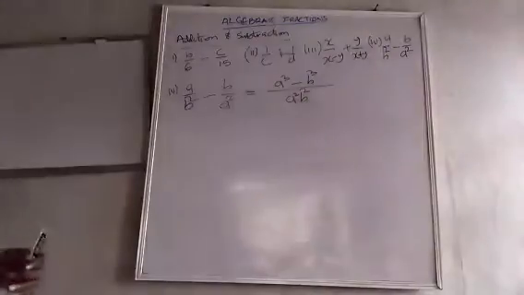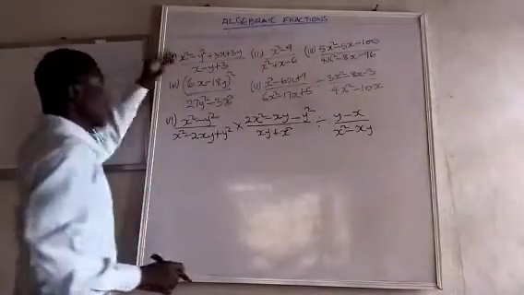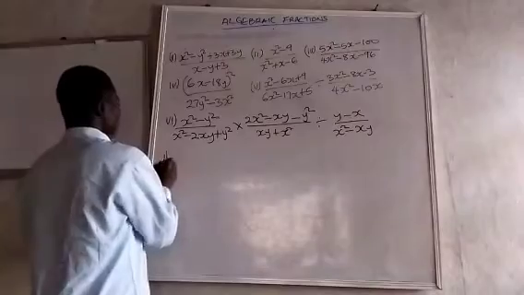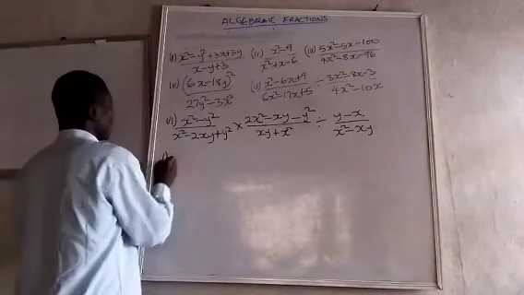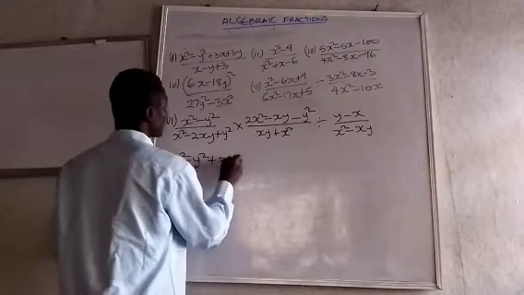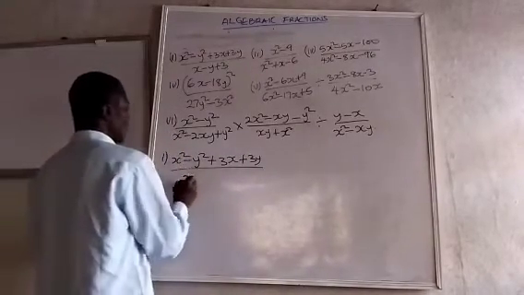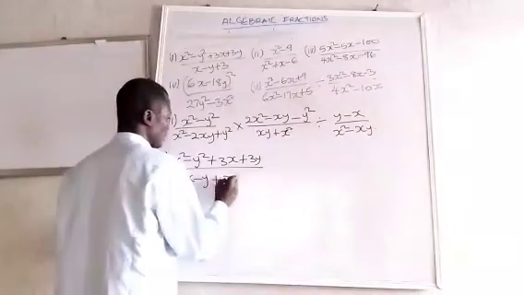Now let's move on a bit. So now we are moving up a bit. Let's quickly look through these ones. The first one, look at this. The first one is x squared minus y squared plus 3x plus 3y over x minus y plus 3.